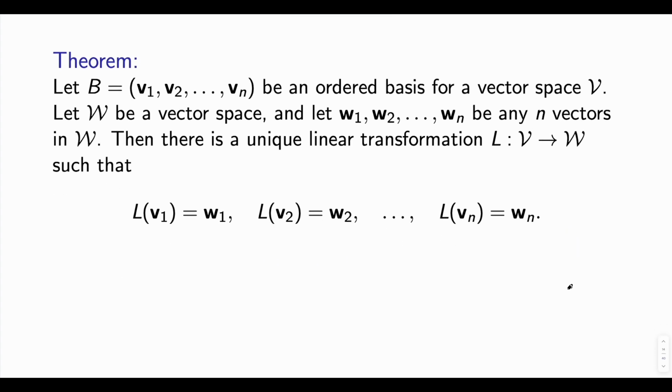Okay, so now let us see, we will generalize this. Theorem: let v1, v2, vn be an ordered basis for a given vector space V, and W be a vector space. Let w1, w2, wn be any n vectors in W. Then there is a unique linear transformation L from V to W such that L of v1 equal to w1, L of v2 equal to w2, and so on, L of vn equal to wn.